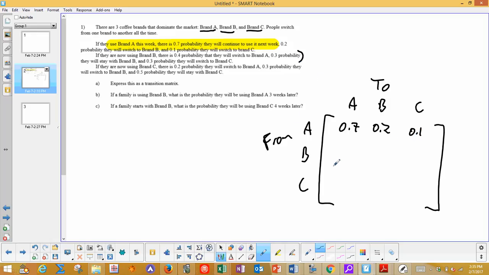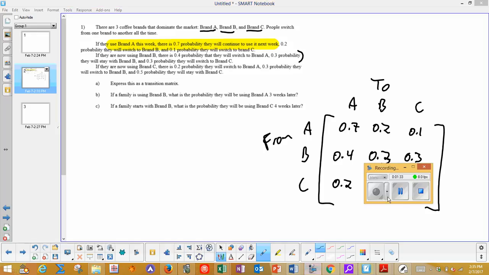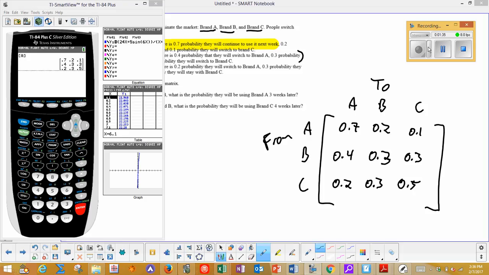Then we go to the second line here. So for B, there's a 0.4 that they'll switch to A, and a 0.2 that they'll stay with B, which leaves what should be a 0.3. I made a mistake. So it should be a 0.3 that they switch to brand C, which it is. And then from C to A is 0.2. From C to B is 0.3. And from C to C is 0.5. And so there's our transition matrix. So magically, I got it into a matrix, and there's matrix A up here.